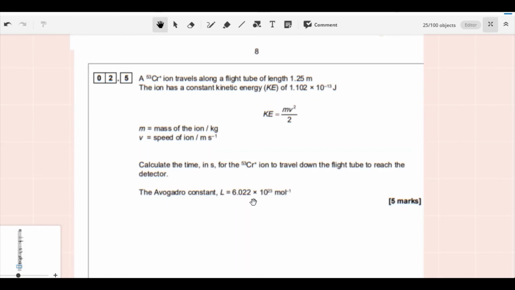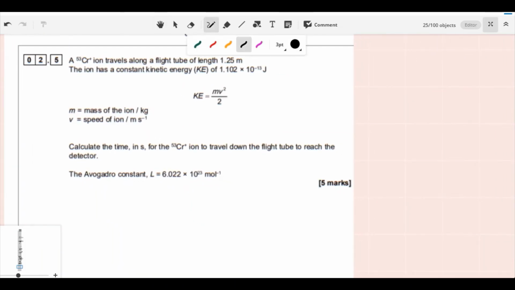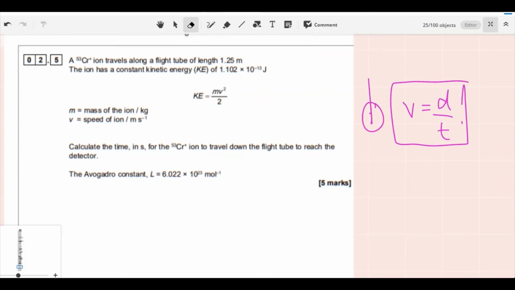So here there are two formulas we can use, two ways in which we can find the time. The first formula is v equals d over t. We can use that and we can easily calculate the time.